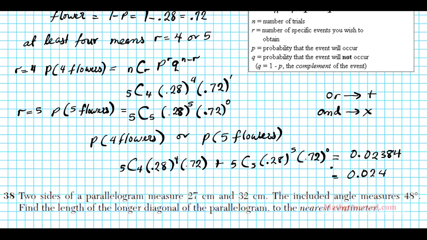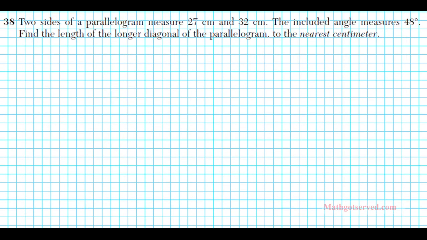All right, let's shift our attention to problem 38. It says two sides of a parallelogram measure 27 centimeters and 32 centimeters. The included angle measures 48 degrees. Find the length of the longer diagonal of the parallelogram to the nearest centimeter. Anytime you're dealing with any measurement of a shape, give yourself a visual so you don't ruin your orientation in any fashion.